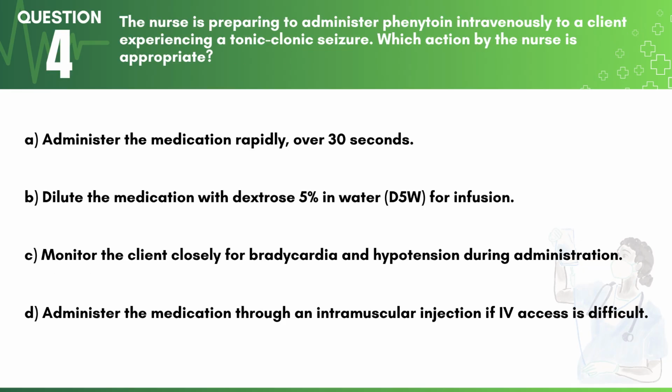Question 4. The nurse is preparing to administer phenytoin intravenously to a client experiencing a tonic-clonic seizure. Which action by the nurse is appropriate? A. Administer the medication rapidly, over 30 seconds. B. Dilute the medication with dextrose 5% in water, D5W, for infusion. C. Monitor the client closely for bradycardia and hypotension during administration. D. Administer the medication through an intramuscular injection if access is difficult.